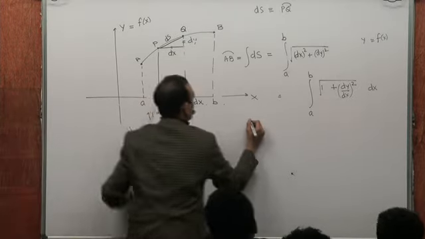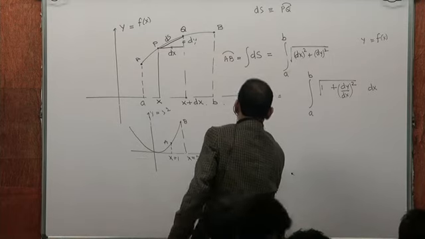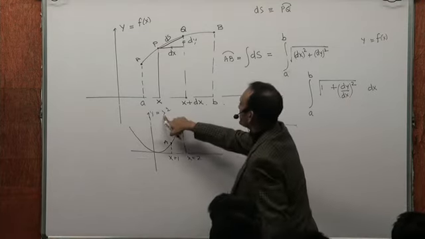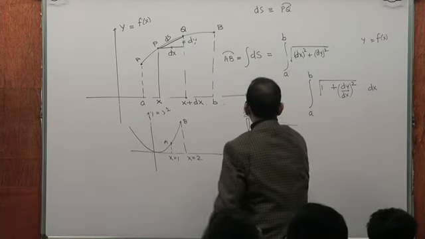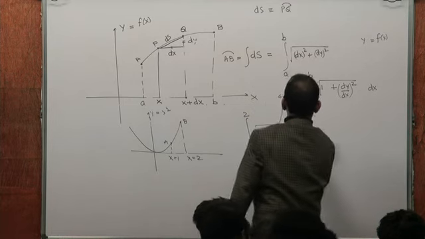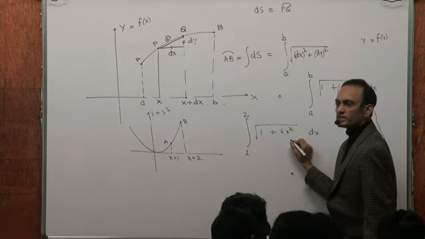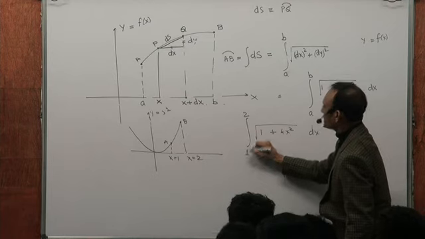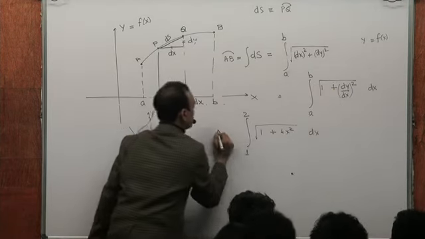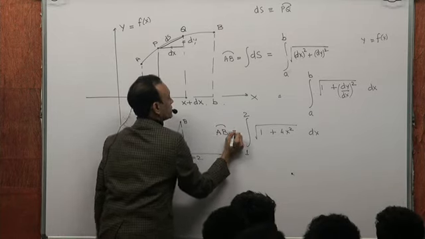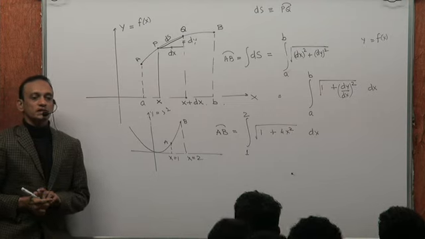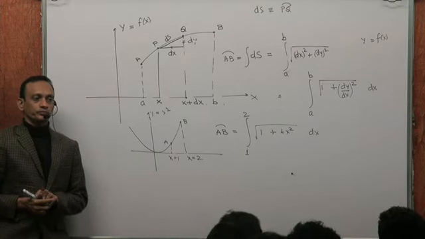What are you going to do? You're directly going to say integral from x equal to 1 to x equal to 2 of root 1 plus dy/dx whole squared. What is dy/dx? 2x. So root of 1 plus 4x squared, dx. This is a standard integral, root a squared plus x squared kind of a thing. Between x equal to 1 to x equal to 2, it's going to give you the arc length AB. This is what happens. Does it make sense to all of you?